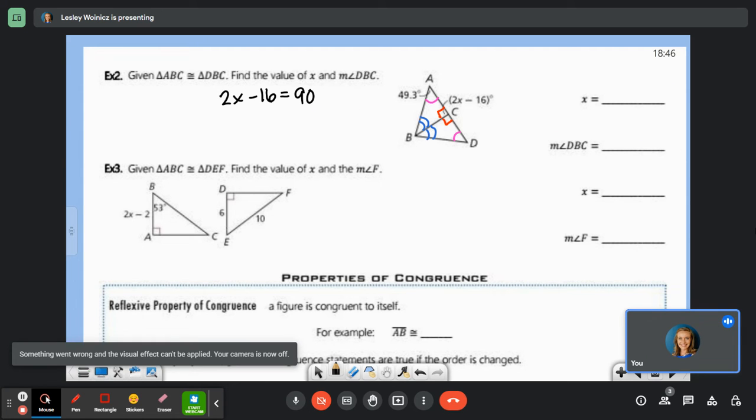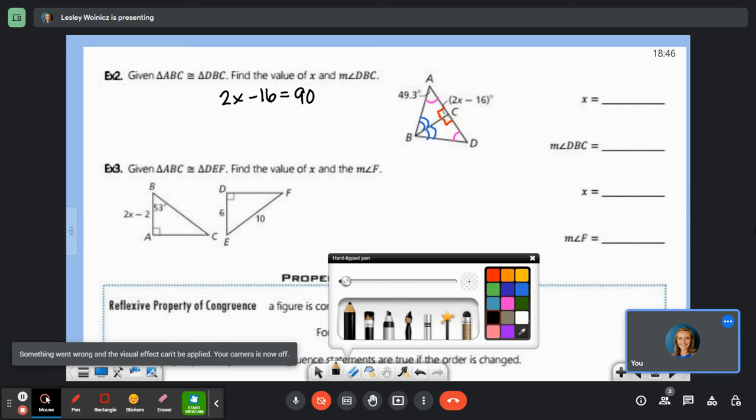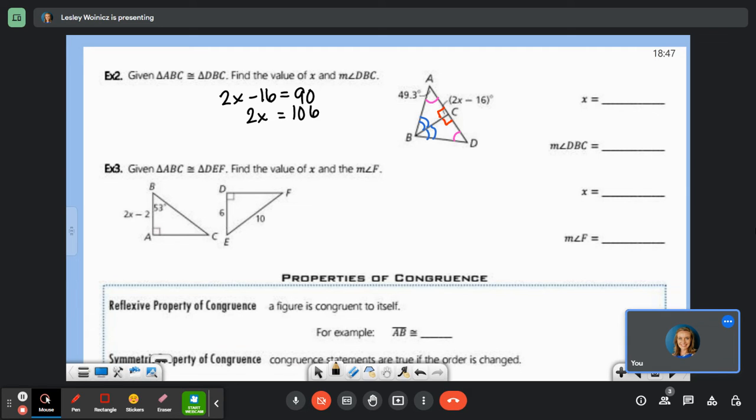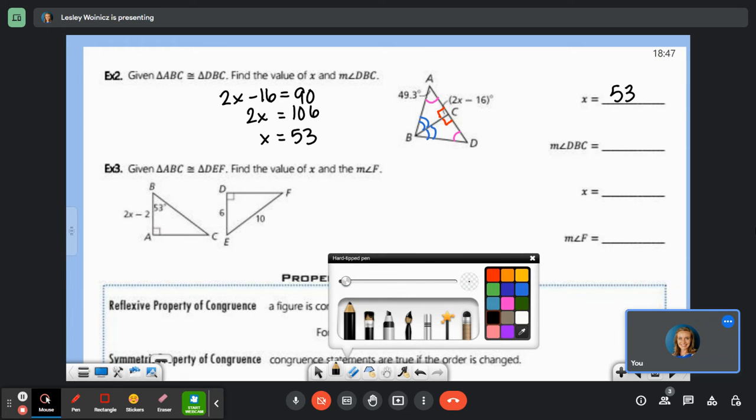This is why you check your work, guys, because you never know when your brain is going to stop working. You got to add 16 to both sides. So 2x equals 106. We got to divide 106 by 2. 53. That makes more sense. Yeah, that's right. That was not right. All right, shake it off. It's fine.